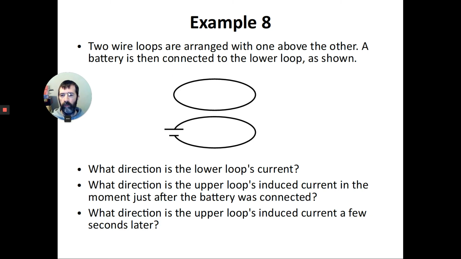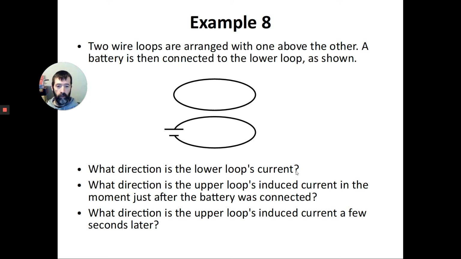And last one. This is related to a device called a transformer, which we talked very briefly about when we were studying alternating current. Two wire loops are arranged, one above the other. A battery is then connected to the lower loop as shown. So these two loops are seen slightly edge-on in perspective, kind of like looking slightly down on them. And I put a battery in the bottom one, so it's going to have a current flowing in it. The top loop does not have a battery.